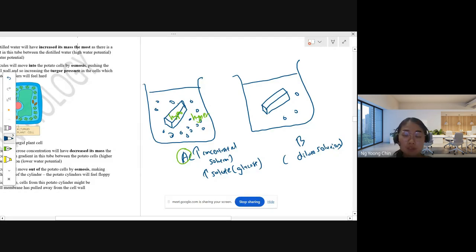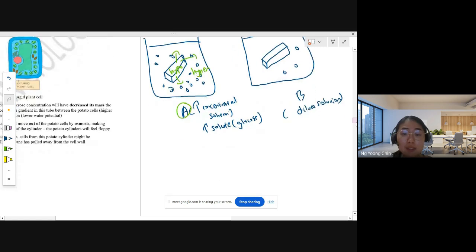The answer is, since the potato strips are put into the highly concentrated solution with a lot of glucose molecules inside it, the potato strip itself will become hypotonic. Remember that osmosis will always cause water to diffuse from the hypotonic to the hypertonic. So the potato strip will be losing water. So water will diffuse out.